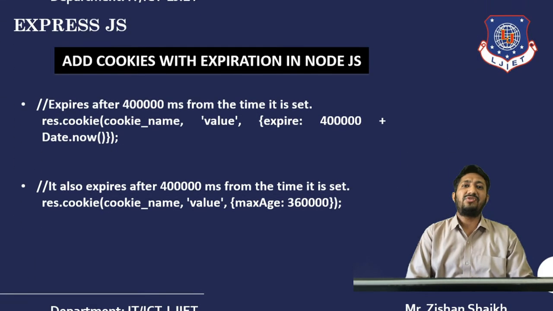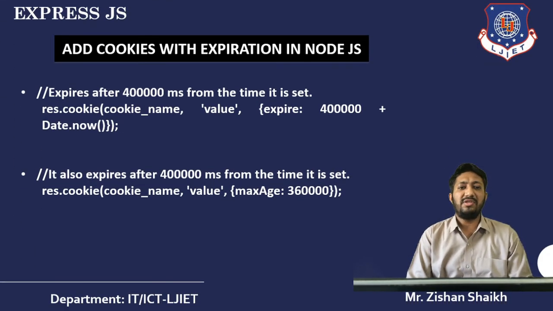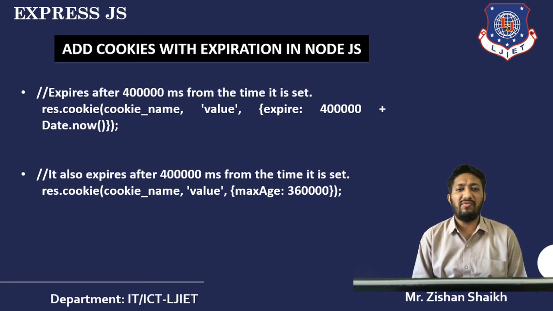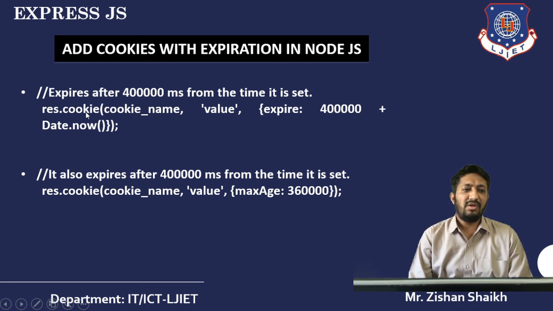Now the last one is all about adding cookies with expiration. So if we are not forcefully removing, but instead, after some time interval, if you wish that your cookies values are automatically removed, for that you can use these methods. During the setting of the cookie you have to do that. There are two methods for that. First, during the setting of cookie name and value, you have to write expire colon.